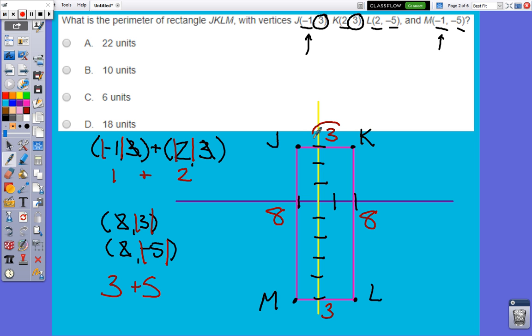Okay, so I have 3 plus 8. Well, 3 plus 8 gives me 11. Wait a minute, this is also 3 plus 8. That gives me another length of 11. 11 plus 11 gives me 22. So the perimeter of that rectangle should give me 22 units. All right, let's take a look at question 2.